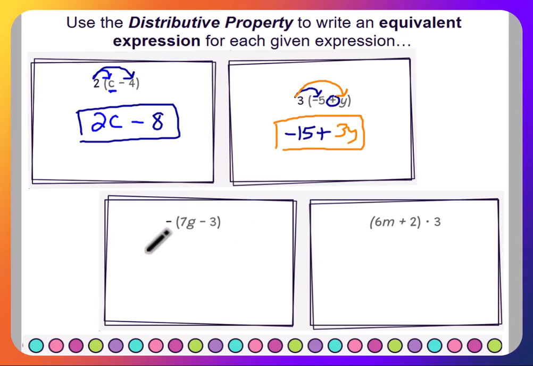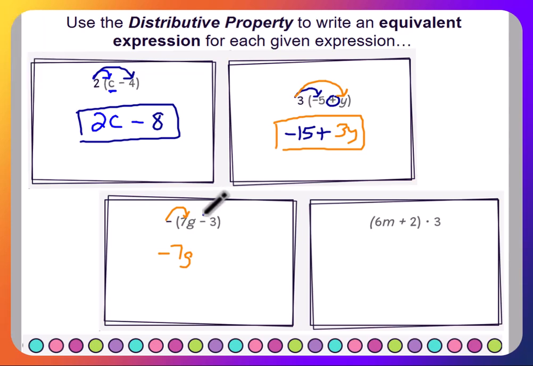Okay, the next one, this one's a little bit different, isn't it? There is no number on the outside. There's just a negative sign. And what does a negative mean? It means the opposite. So we're going to take the opposite of each term inside the parentheses. The first term is a positive 7g. That opposite is a negative. So this will be a negative 7g.